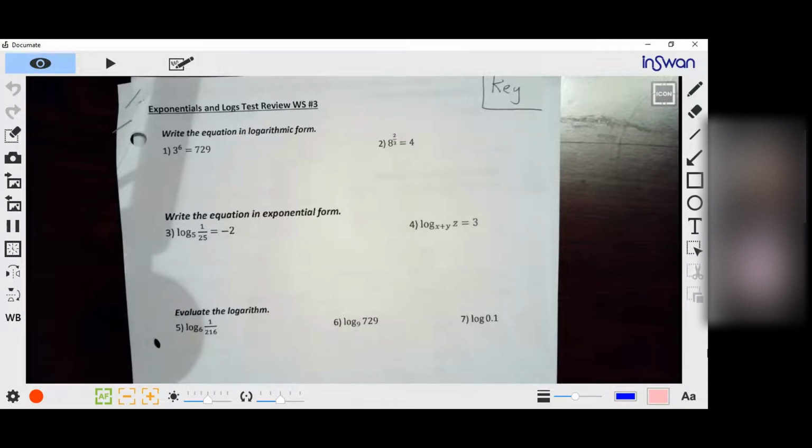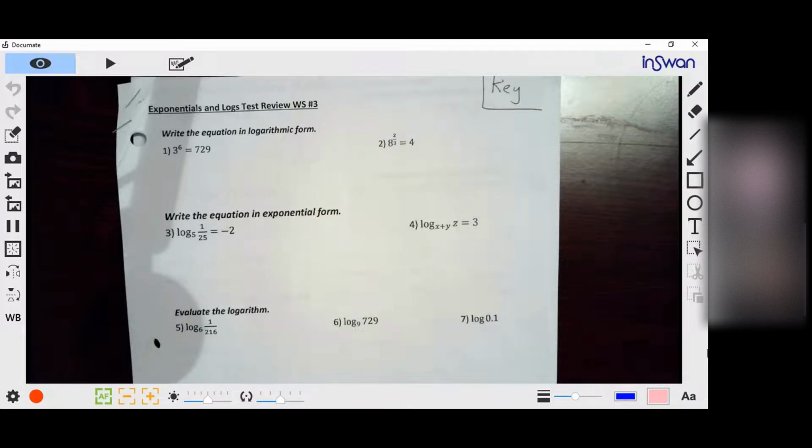Okay, so numbers 1 and 2, we're just writing our equation in log form. What would you do there? So that would be log 3, negative 2 equals 729.